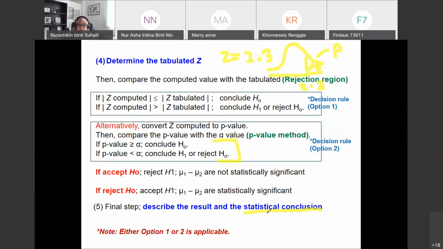Okay, so those are all the steps for analyzing two samples with known standard deviation. You use the Z distribution, and there are similarities with the previous one that we have discussed.